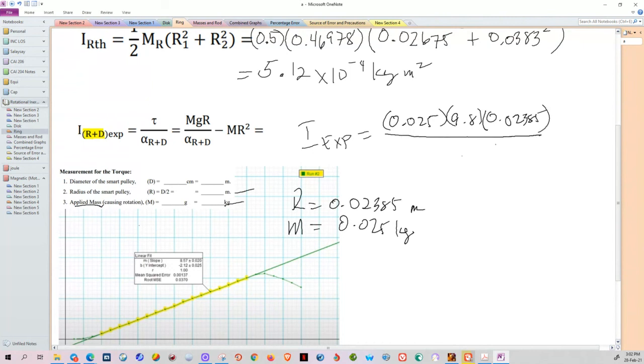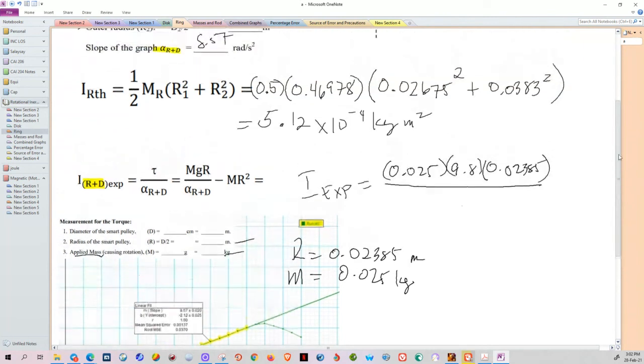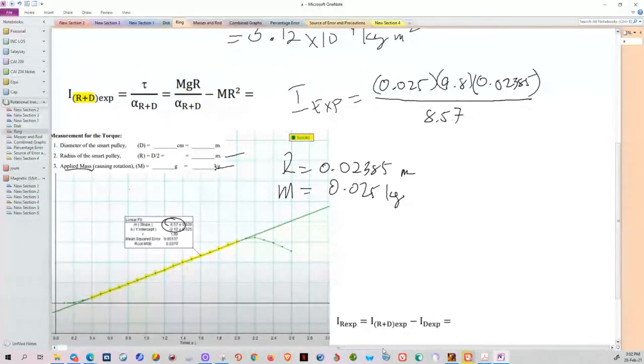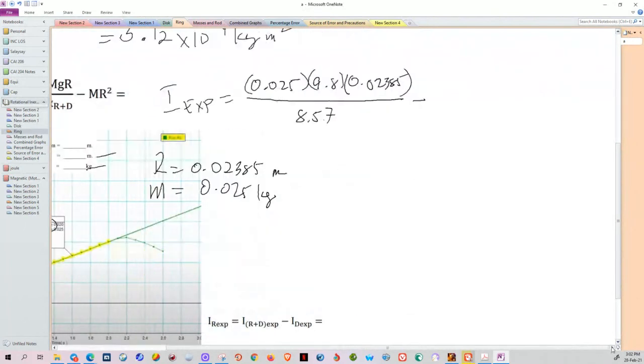Divide by the slope. What's the slope again? 8.57. There is the slope. Okay. What's the next step? Minus mr squared. What is m? 0.025. What is r? 0.02385 squared.